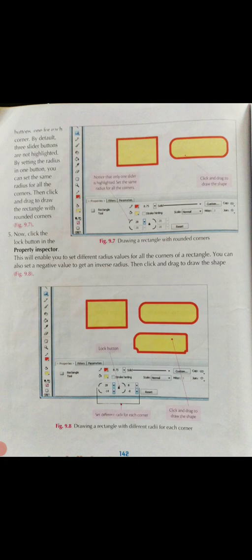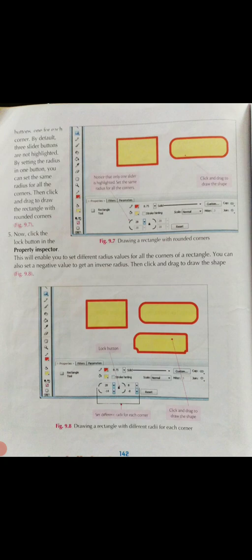By default, 3 slider buttons are not highlighted. By setting the radius in one button, you can set the same radius for all the corners, and click and drag to draw the rectangle with the rounded corners. Now here if you want to change the corner of your rectangle, you can change it with the help of your radius button or with the help of your slider buttons. Clear? Then you come to your step 5.